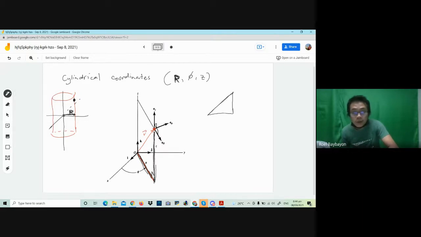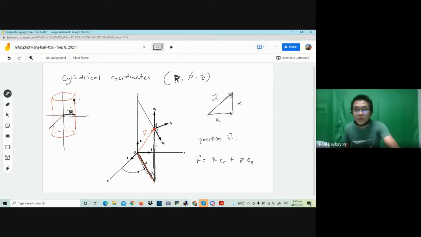Okay? This is my position vector R. This is my cylindrical coordinate R, and then this is my cylindrical coordinate Z. As you can see here, you can write the position vector R in terms of capital letter R and the variable Z. From here, the position vector R is equal to R times the unit vector ER plus Z times the unit vector EZ.